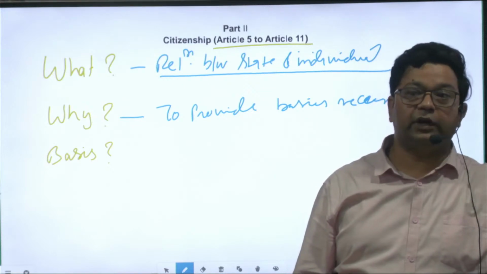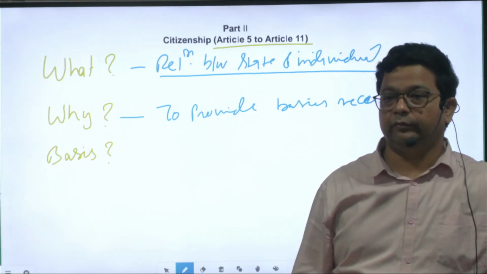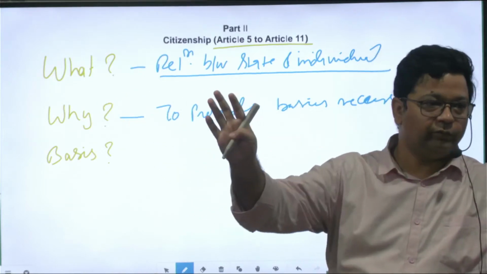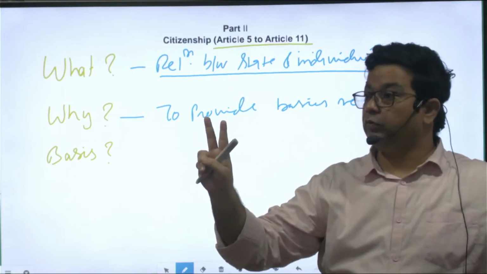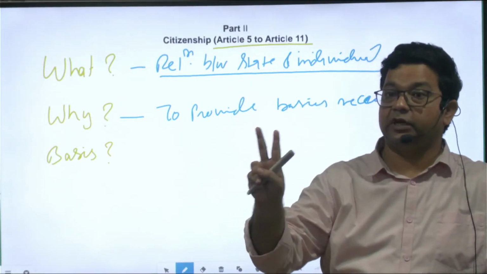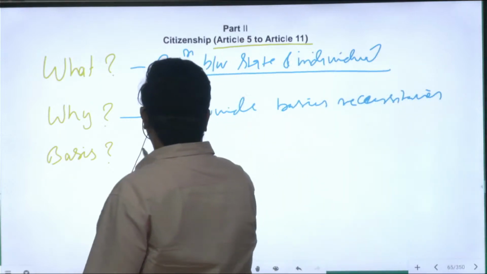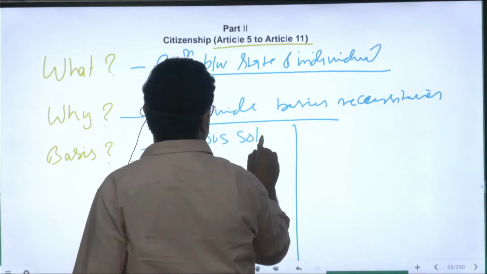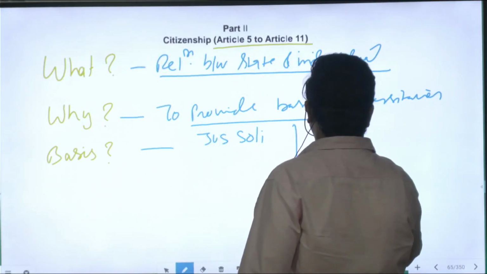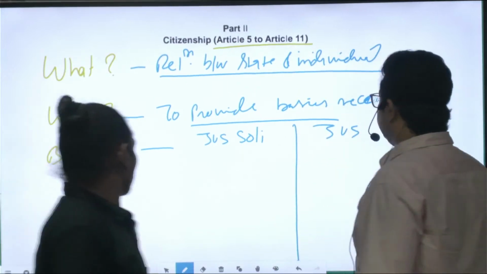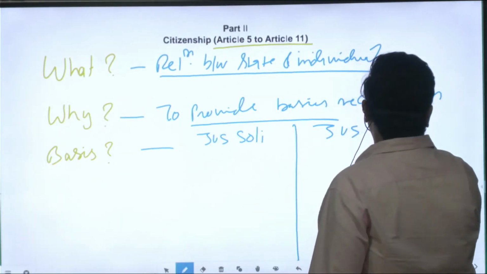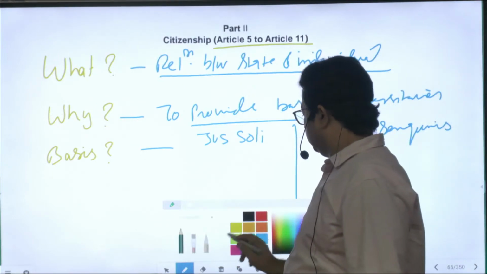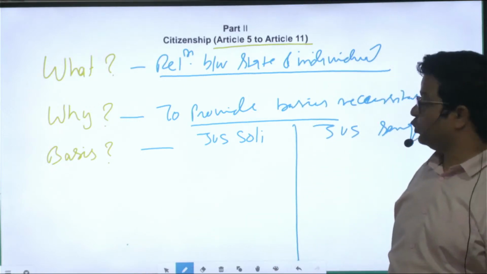So what are the bases to grant citizenship? On the basis of birth, on the basis of descent. So there are two ways in which citizenship is granted. The first is jus soli. Second is jus sanguinis. Jus soli.